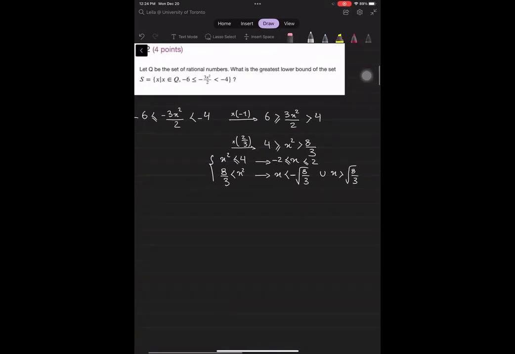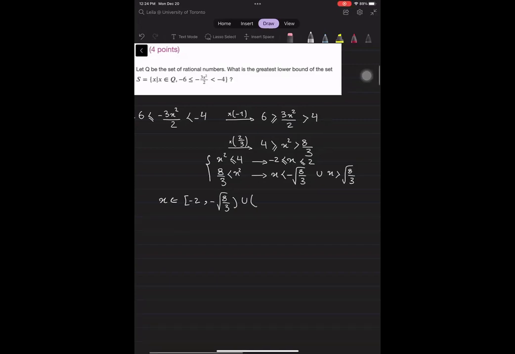So basically, then you have x is from -2 to minus square root of 8 over 3, union, here you have square root of 8 over 3 and 2. Does anyone have questions about this?